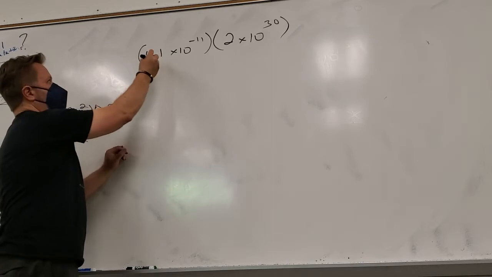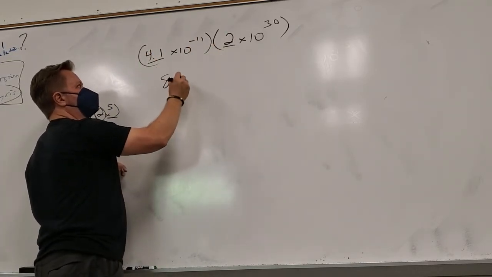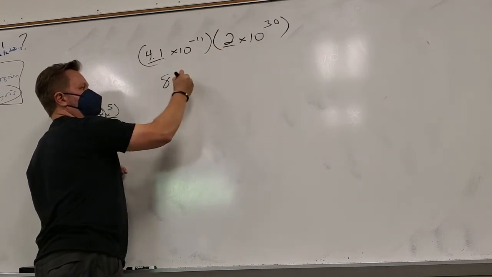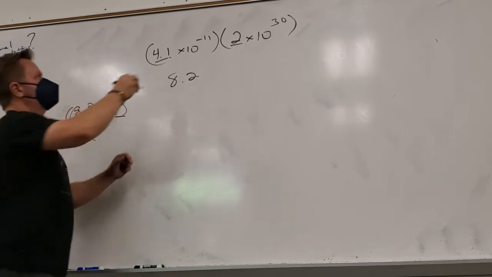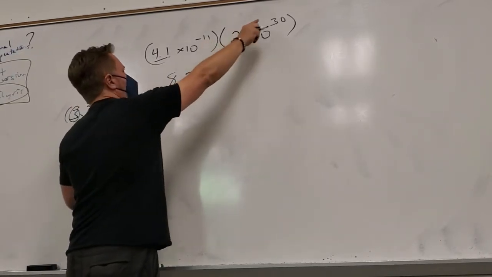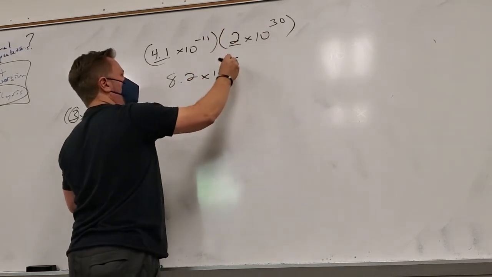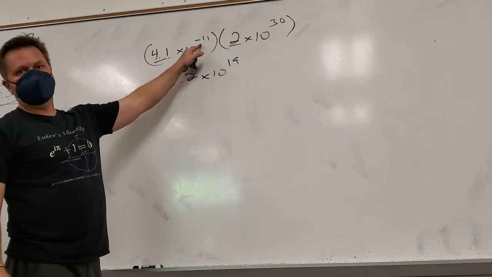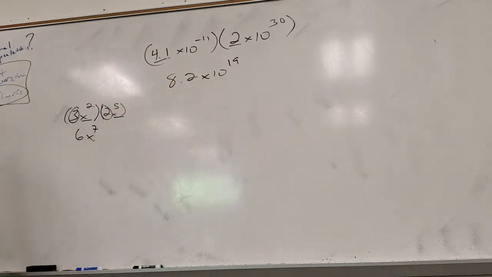So look here. 4.1 times 2 is 8.2. Twice 4 is 8, twice 0.1 is 0.2. Times 10 to the 19. You add the powers, but that's negative, right? So negative 11 plus 30 is 19. That's what's left over. It's kind of nice, right? If you put it in scientific notation, you have the little number part to worry about, and then you just put your tens powers together.